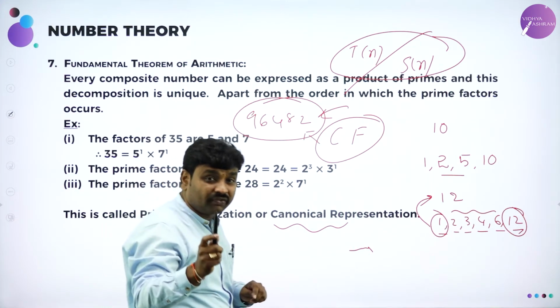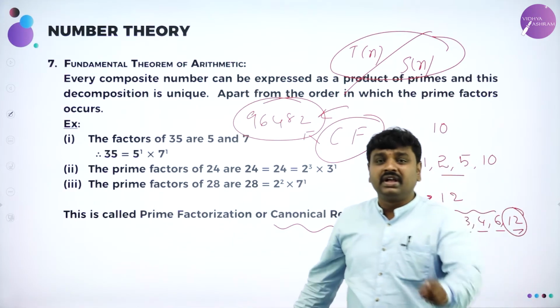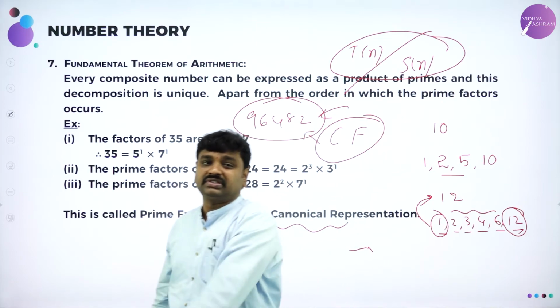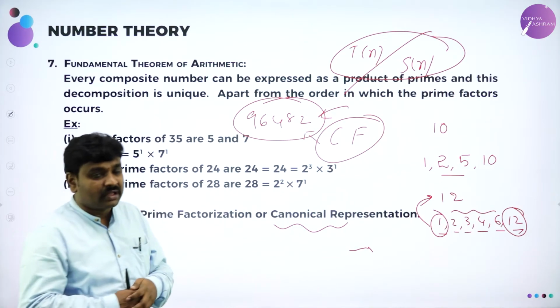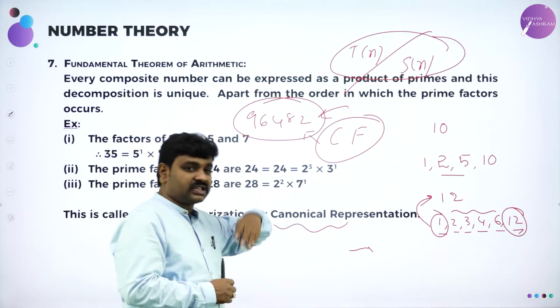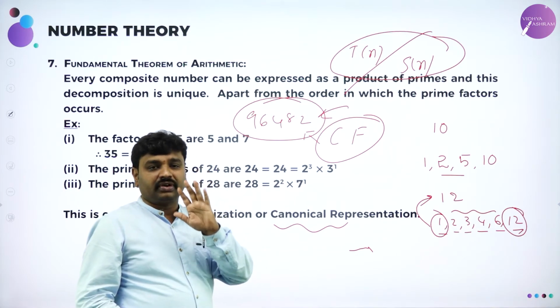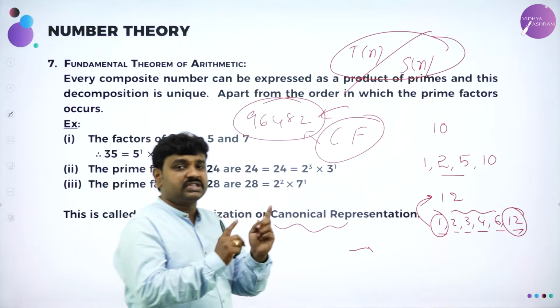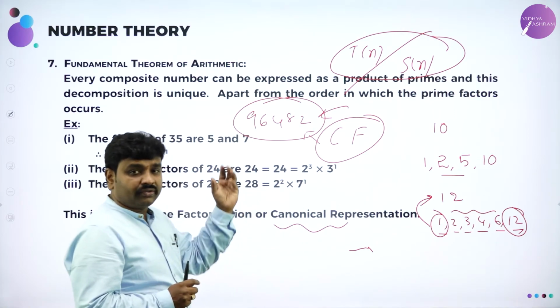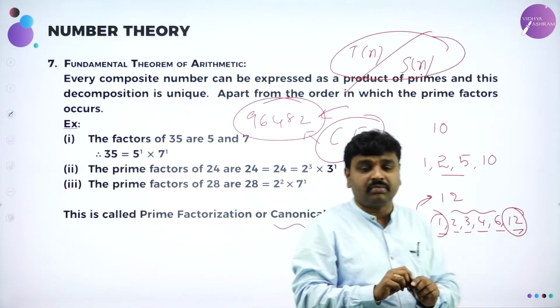What is meant by canonical form? Writing a composite number as a product of prime numbers is called canonical form. That form we have just discussed, and its decomposition is unique. Meaning, only one form we will get. We will not have more than one form. So one set of prime factors we will get. So we have to represent it, and then we can go for sum of divisors and number of divisors.